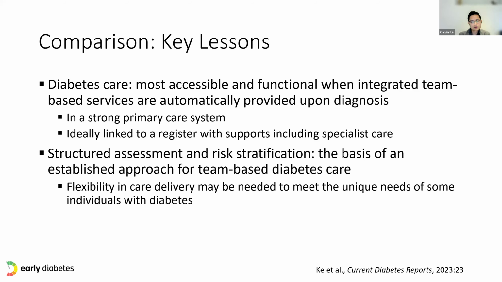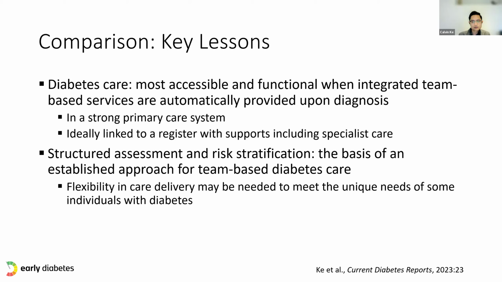And so, I think in our comparison that we published just last year, there are many other aspects that I don't have time to go into today. But we thought that this type of care is most successful and functional when the team-based services are integrated, and arguably an automatic referral upon diagnosis works very well for patients in a strong primary care system, and specialist care being available when needed. That's also a very useful thing. And in Hong Kong, at least, structured assessment and risk stratification seem to be the basis of a very well-established approach for providing diabetes care in a team-based setting.